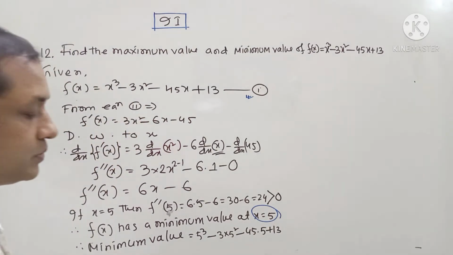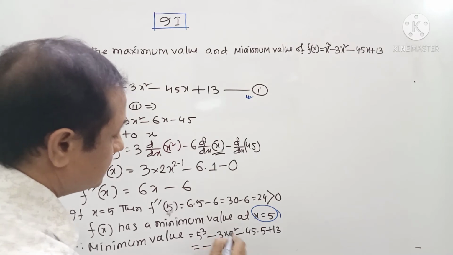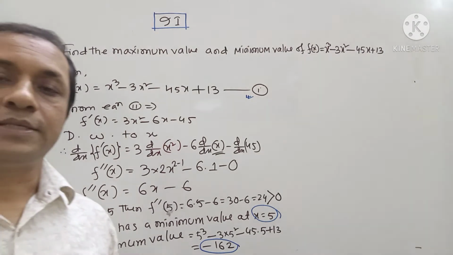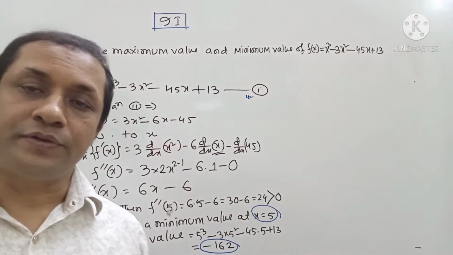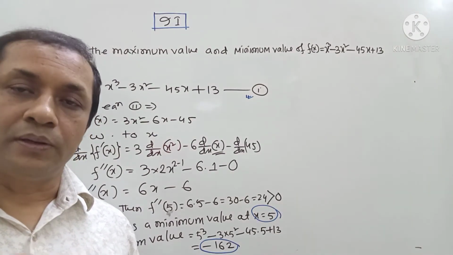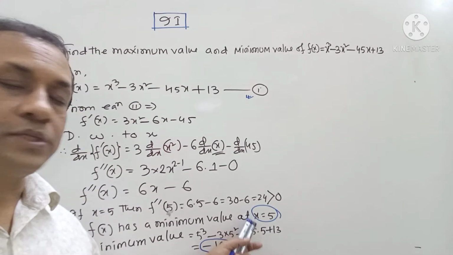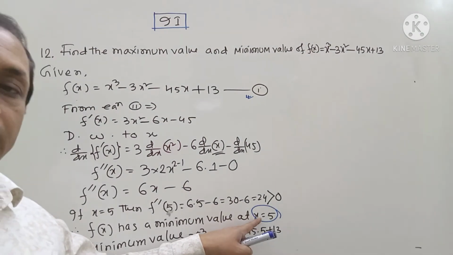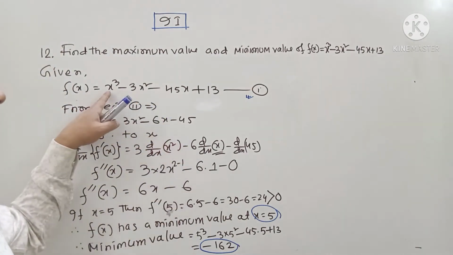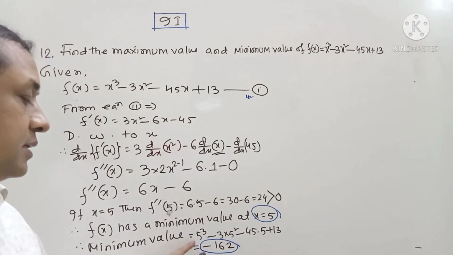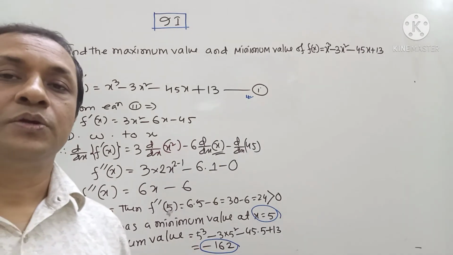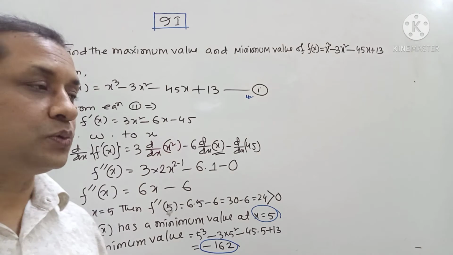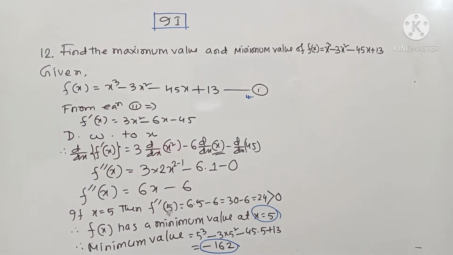So using a calculator, student, here the result will be minus 162. I say again, student, if the value of f double prime is greater than 0, meaning 24 is positive, so f of x has a minimum value at x equals 5. Then putting the value of x in equation 1, we get the required minimum value, which is minus 162.